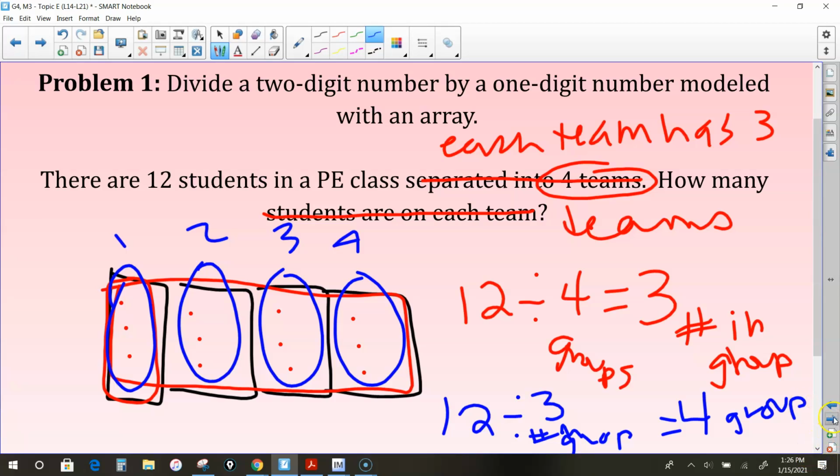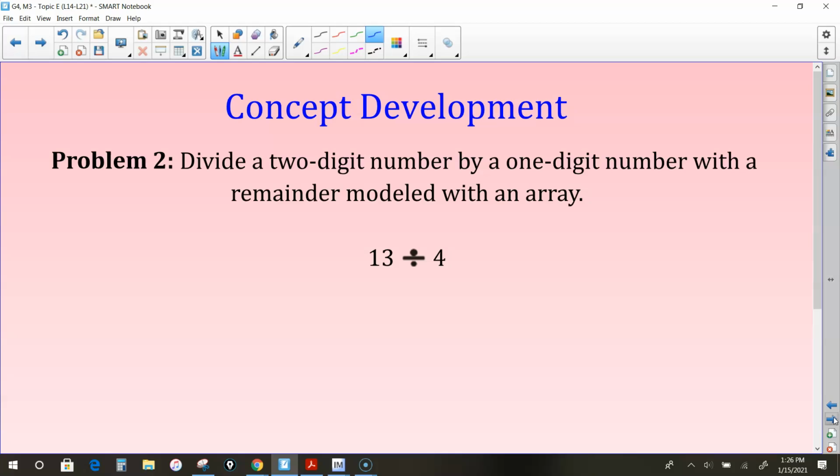So let's change that problem up a little bit, and suppose that we had 13 students in our PE class and we wanted to put them into 4 teams. Again, I could use that same 4 by 3 array, but I know that only gives me 12, so I've got to figure out how to get 13.